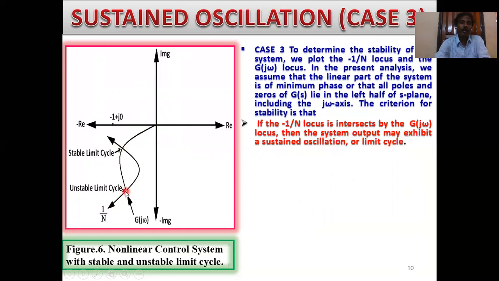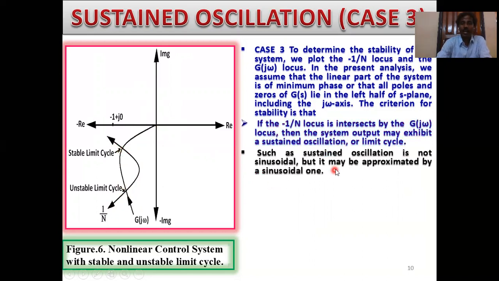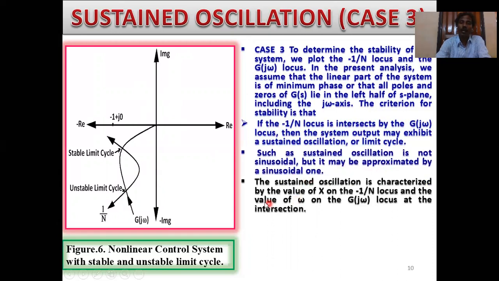Here there are 2 points. This is one limit cycle, this is another limit cycle. Such a sustained oscillation is not sinusoidal, but it may be approximated by a sinusoidal one. The sustained oscillation is characterized by the value of X on the minus 1 by N locus and the value of omega on the z omega locus at the intersection.